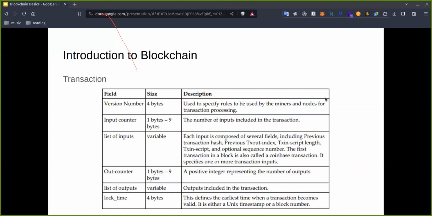Now, if it is above 500 million, we start interpreting that lock time as a Unix epoch timestamp. That's where the network waits till a particular specified time before the transaction can be recorded as valid. So remember, this information may change depending on whichever network you're using, but this is the base knowledge. This is where the progenitor of most chains draw their knowledge from.